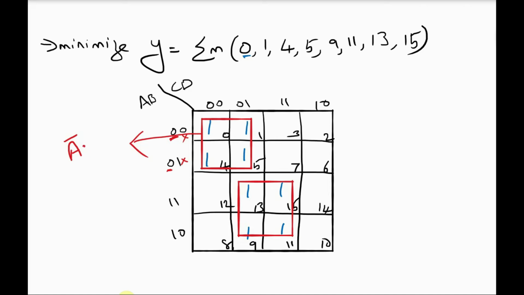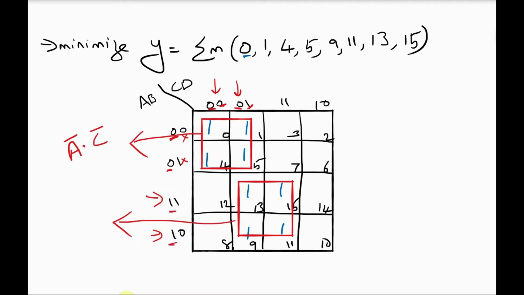Multiplied by the column value. It is covered in first 2 columns. When we see, the value of C is same, but the value of D is changing, so we cannot take D. We have to take only C, but the value of C is 0, therefore it is C bar. And the second group is in the last 2 rows.